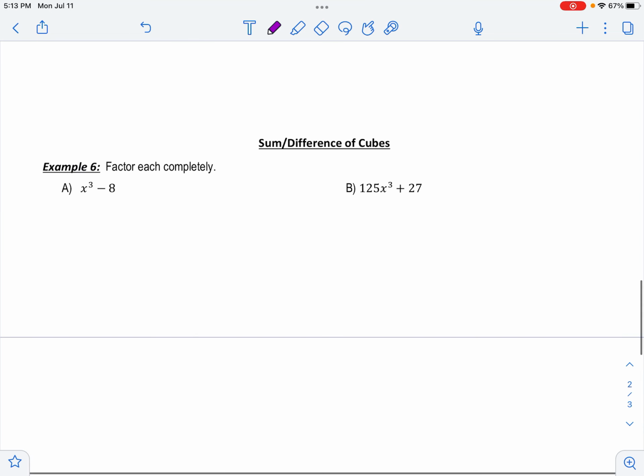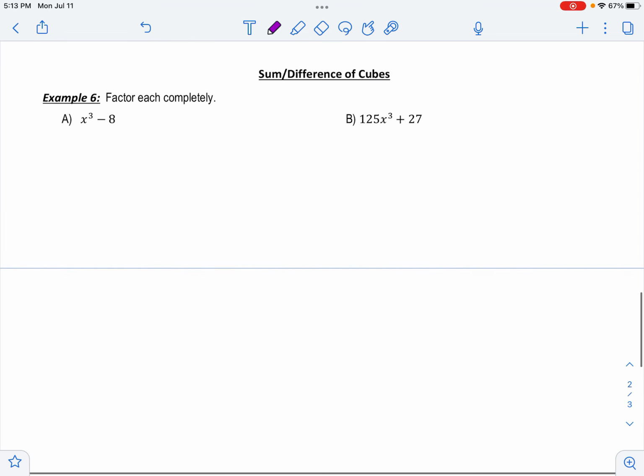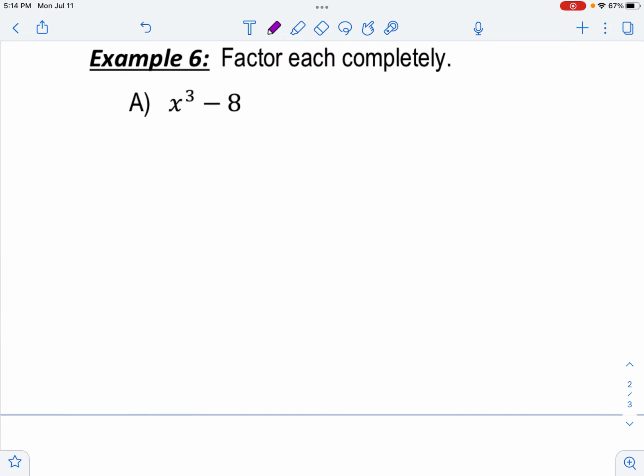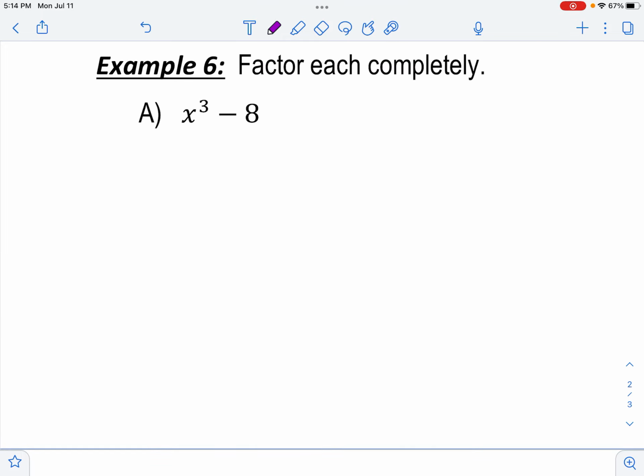All right, last but certainly not least, we have two more factoring problems, and they happen to have their own title called Sum and Difference of Cubes. So what we're going to do is pretend that we didn't see the title of this, and we're going to just keep factoring.